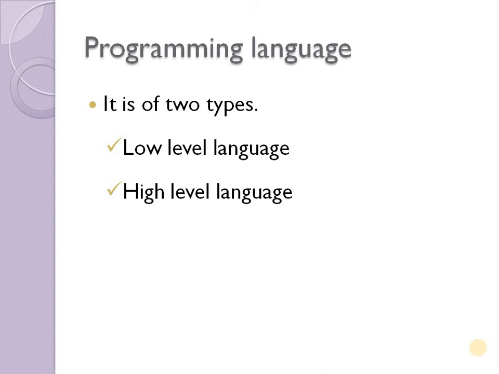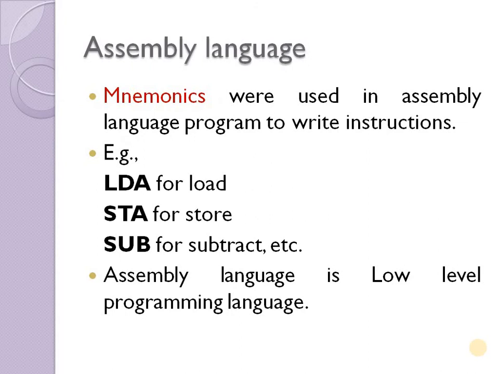And the example of low level language is assembly language, and the high level language is QBasic, which you will read in this syllabus. C language, C++, C#, .NET, Java. These are the high level programming languages. So assembly language. In assembly language, mnemonics were used.